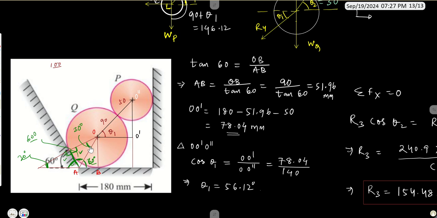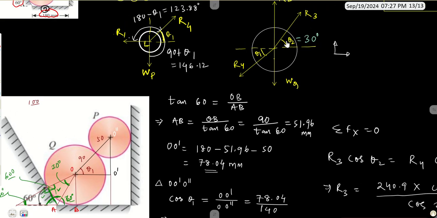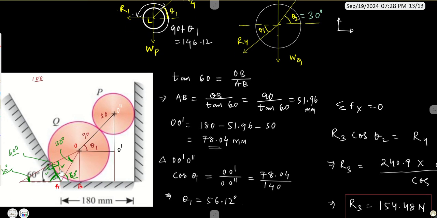So here we got this as 30 degrees, right? And obviously this angle which we are talking about makes 30 degrees with the horizontal. So for R3 in this free body diagram, the angle which we were talking about, theta 2, we got as 30 degrees. Now here we got this angle as 60 because this is 90 and this is 30, so obviously this angle will be equal to 60.